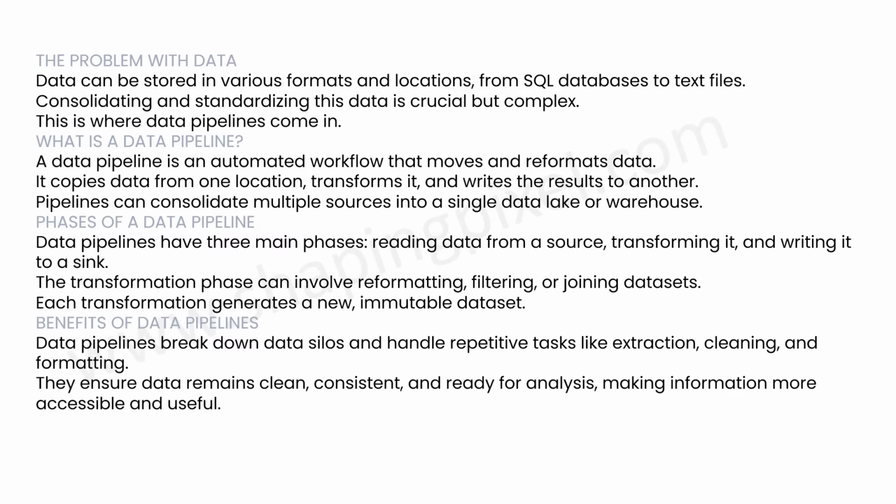Data pipelines have three main phases: reading data from a source, transforming it, and writing it to a sink. The transformation phase can involve reformatting, filtering, or joining datasets. Each transformation generates a new, immutable dataset.